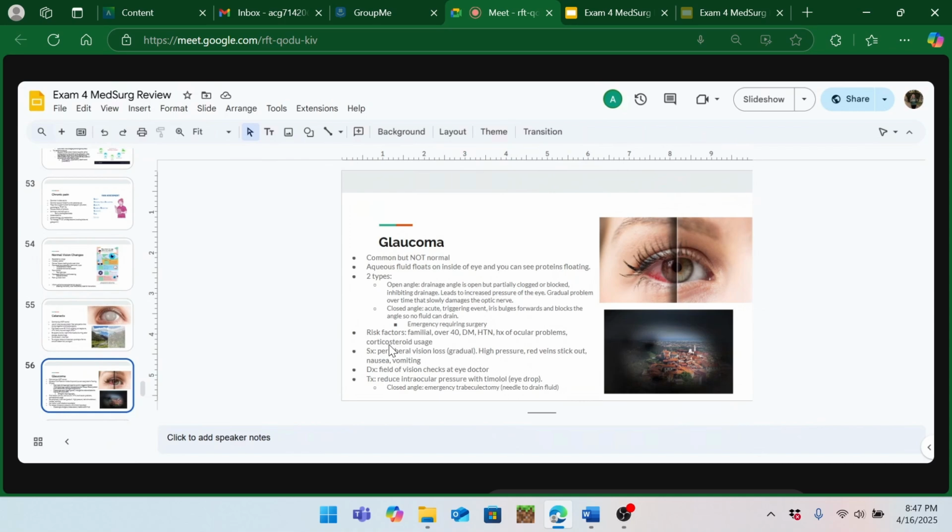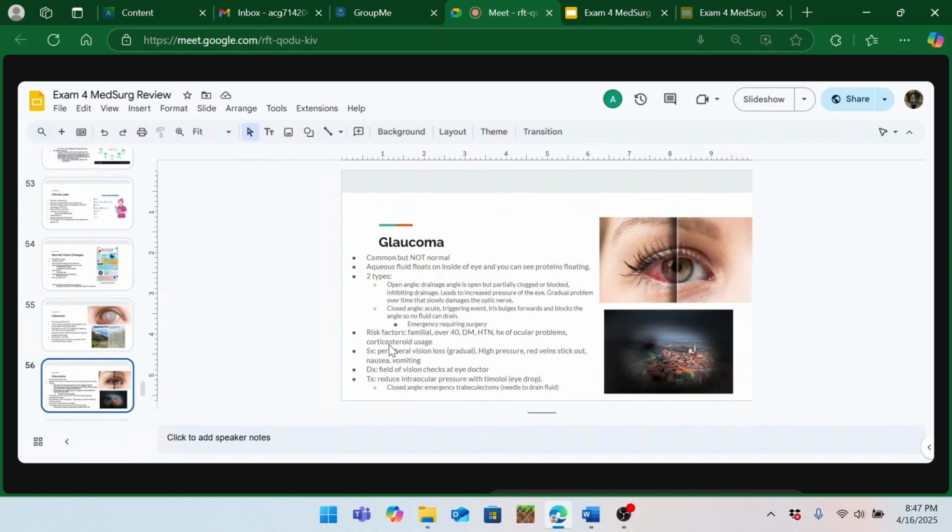There's going to be red veins visible in their eyes sticking out. Nausea, vomiting. To diagnose it, you're going to need to go to the doctor and get it checked. If it's a closed angle and they suddenly lose their vision, obviously they're probably going to go to the ER and find that out.